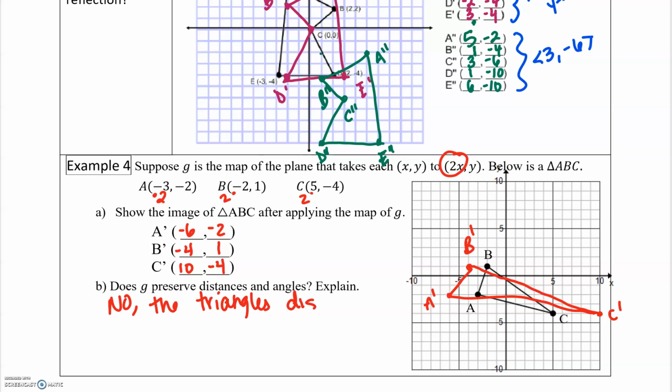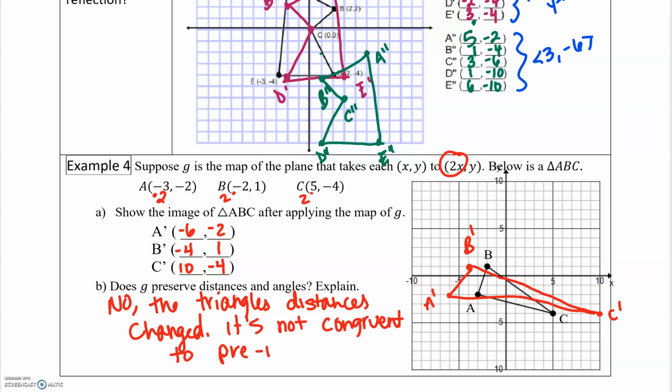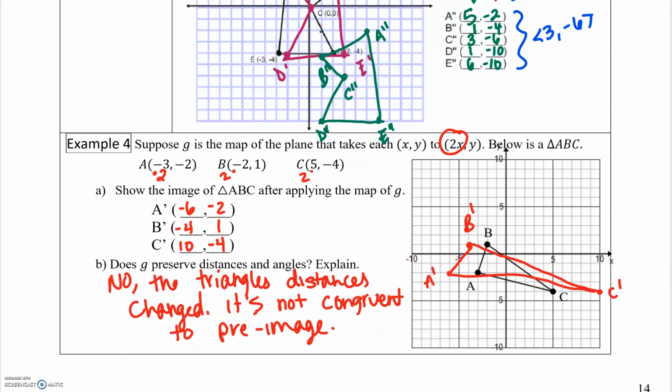The triangle's distances have changed. It's not congruent to the pre-image. So multiplying it does change it, but when we just change its location, moving it left, right, up, down, we add or subtract numbers, that is what keeps it the same.